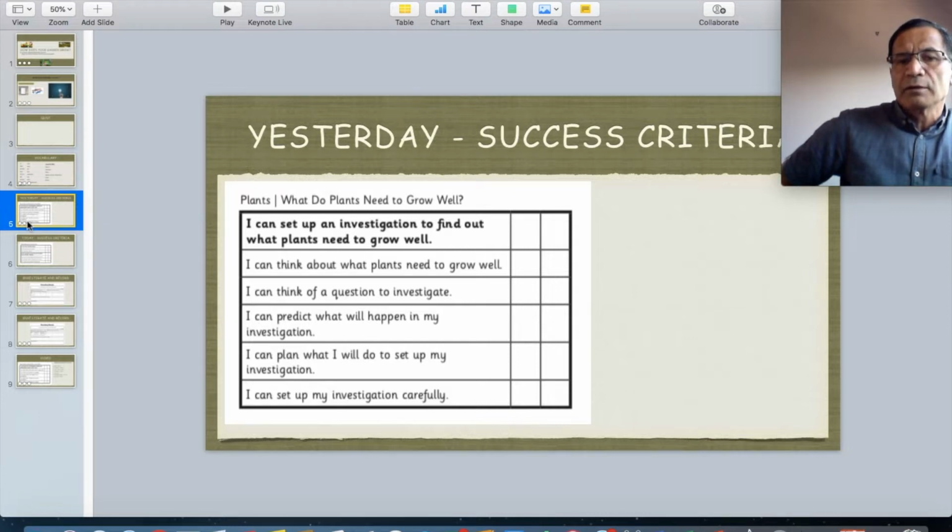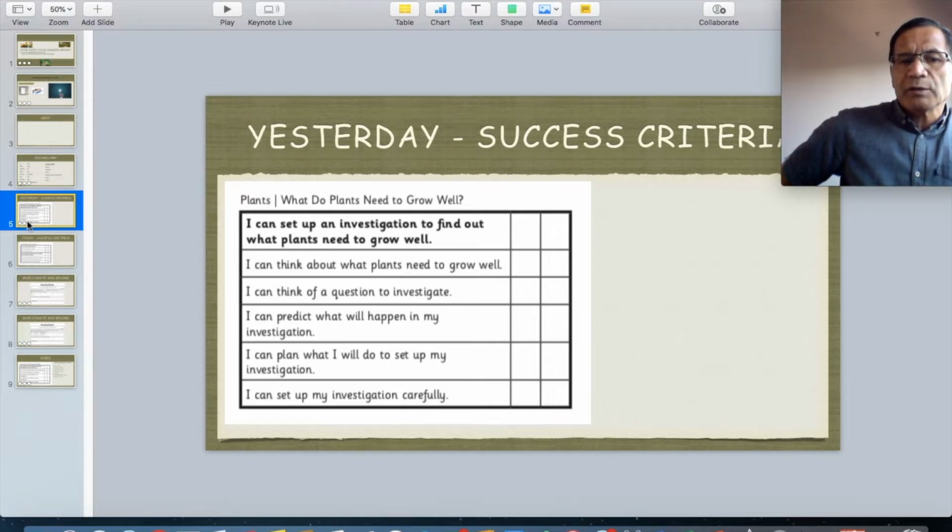So if you remember, WALT, it's useful. Water, air, L for light, T for temperature. Remember, it's got to be the right kind of temperature. And the last T is for time. Plants need time to grow. You can't just plant them and expect them to grow instantly. It takes time. And the next one is I can think of questions to investigate. So we've discussed that before. Do plants need light? To be healthy, does a plant need to be watered every day?